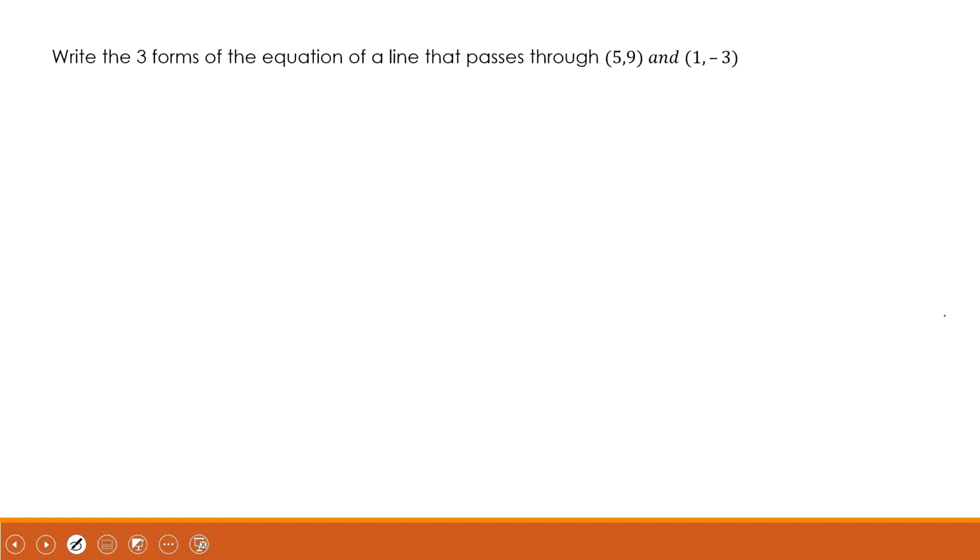All right, so one last thing for you to work on. I want you to do what I just did. Write the 3 forms of the line, point slope form, slope intercept form, and standard form, that goes through the points (5, 9) and (1, -3). Should take you a few minutes. Plug all 3 answers in the Edpuzzle so I can see how you did, and then come back and check your work.